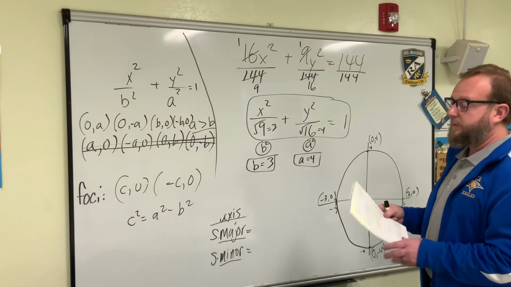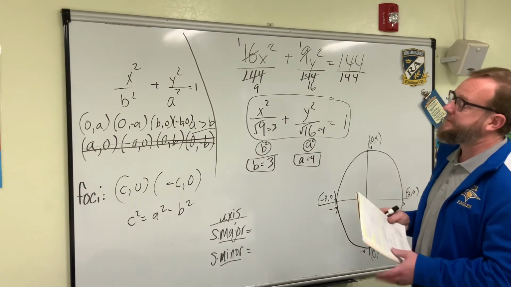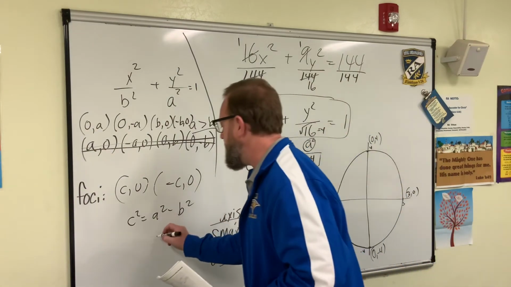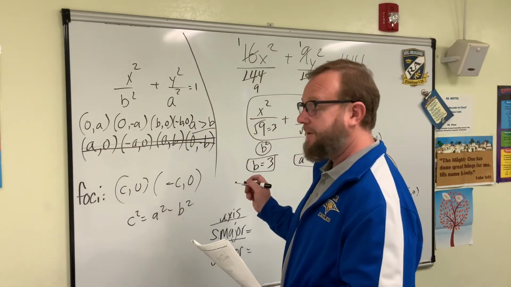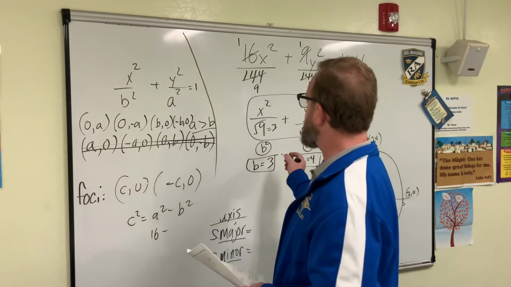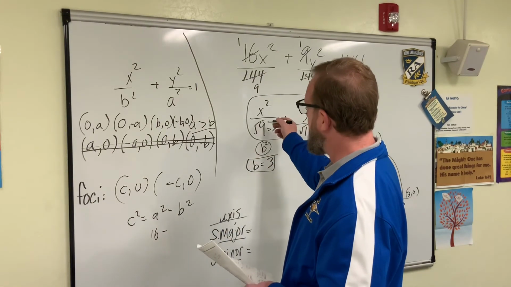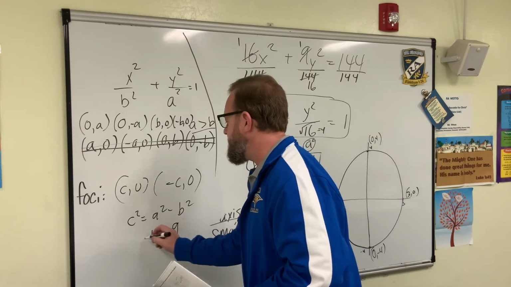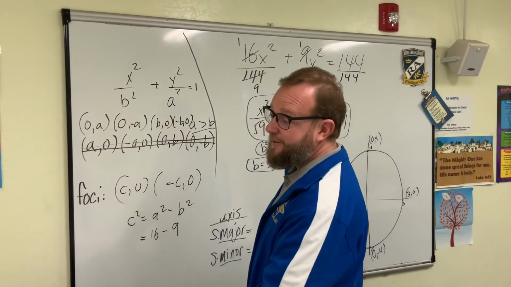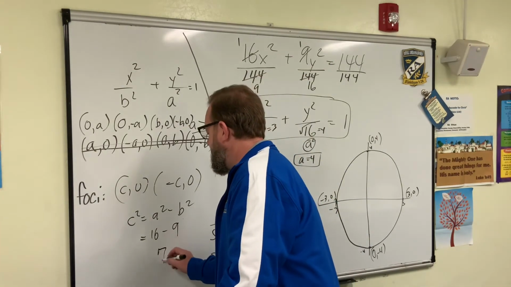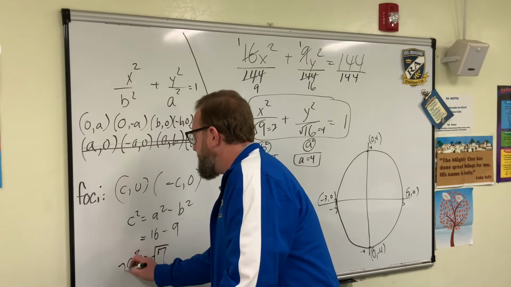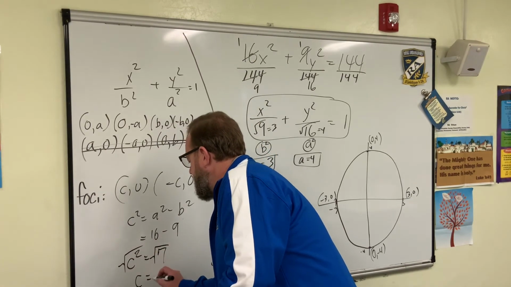Next, I need to find the what? Pokey. Oh, yes, the pokey pokey. So A is 4 squared, which is 16. 16 minus 9. And then B is 3 squared, so that's 9. What's 16 minus 9? 7. 7 again. Oh boy. So if C squared is 7, that means I need to take the square root of both sides, and what do I get for C?